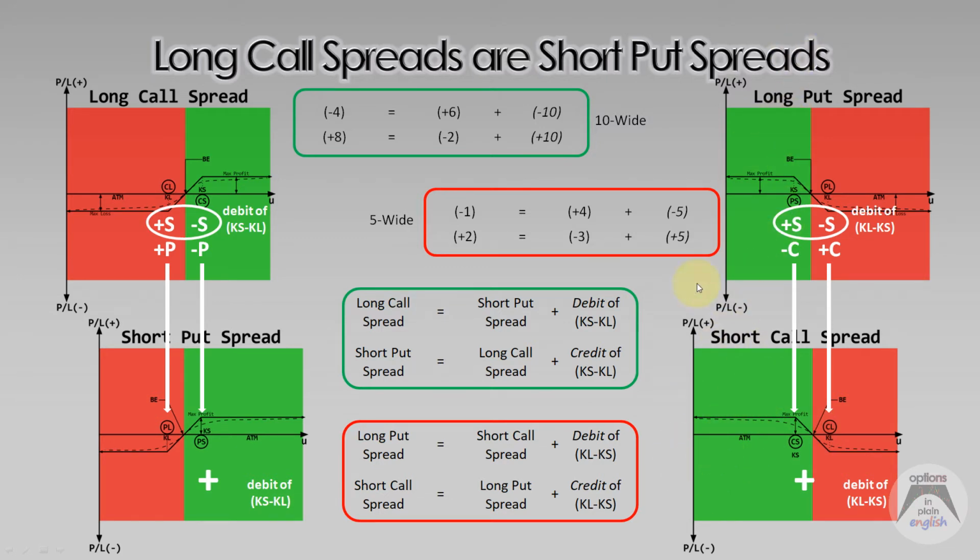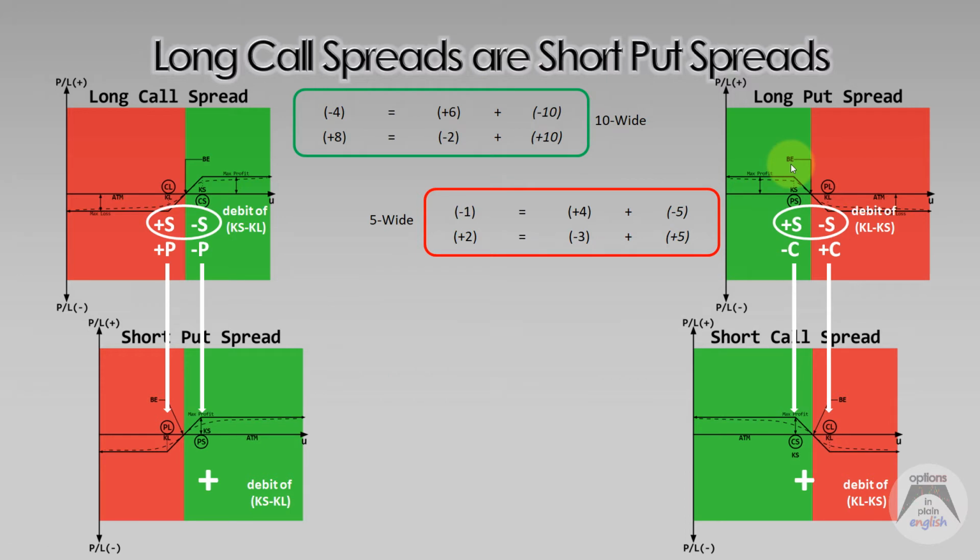So bottom line is a long call spread and a short put spread are the same. The long put spread and the short call spread are the same, but one is initiated for a credit and you want it to expire worthless, and one is put on for a debit and you want it to expand to max value, but they're the same positions.